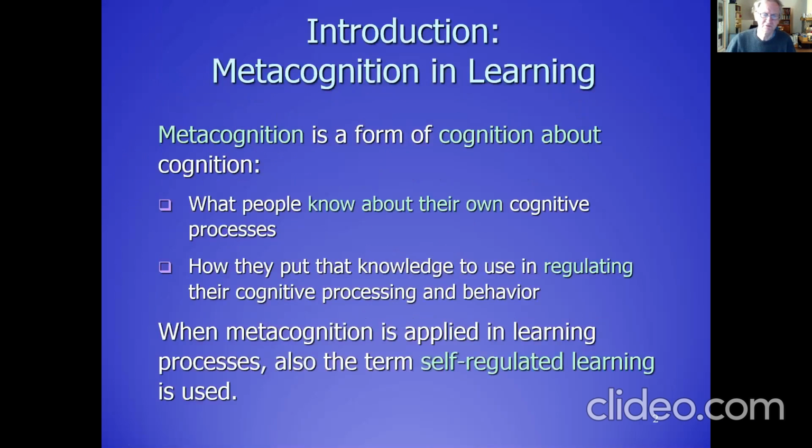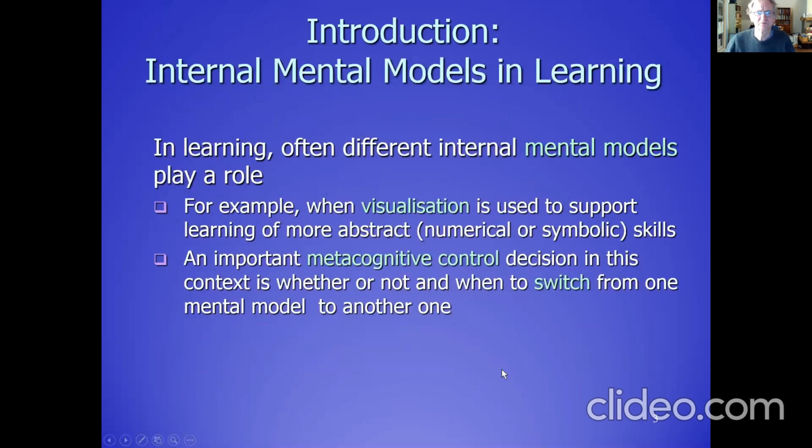So that means you have a lot of things. And let's start with the idea of metacognition. That is a form of cognition about cognition. And that means what people know about their own cognitive processes, how they put that knowledge into use in regulating these own cognitive processes and also the behavior. And when it's especially used for learning, sometimes also the word self-regulated learning is used.